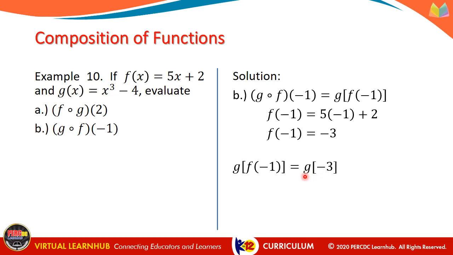To evaluate g of negative 3, we need to substitute or plug in negative 3 in x cubed minus 4. That would be g of negative 3 is equal to negative 3 cubed minus 4. g of negative 3 would be negative 3 cubed, that's negative 27, then minus 4, we will have negative 31. g of f of negative 1 is equal to negative 31.